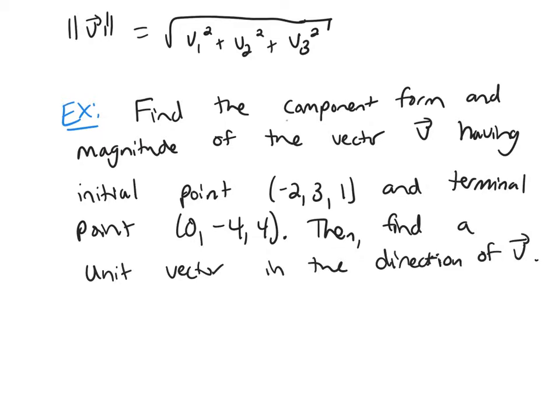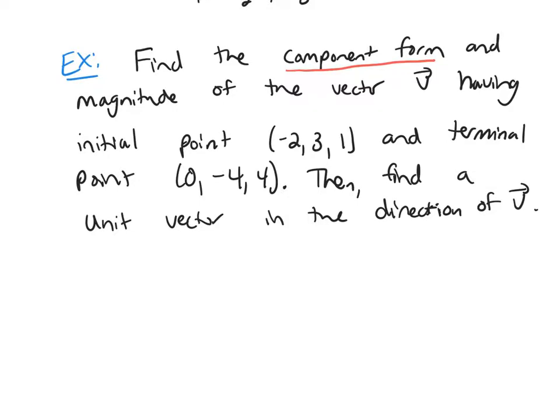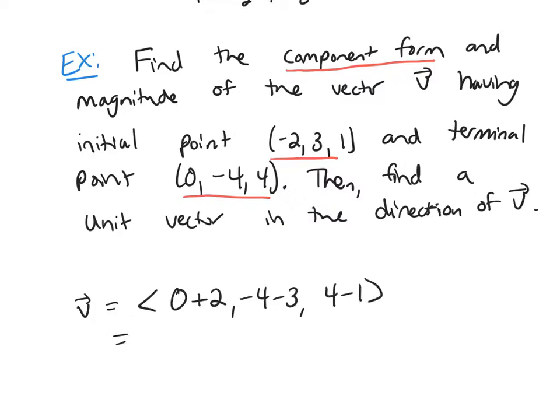So let's start with the first thing we're asked to do. If I find the component form of this vector v, you're going to take a terminal point minus your initial. So to get our vector v, we take 0 minus -2, so 0 plus 2, -4 minus 3, and 4 minus 1. So this vector would be 2, -7, and 3. So there is my component form of my vector.